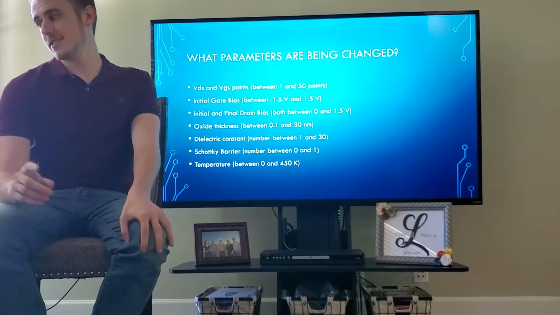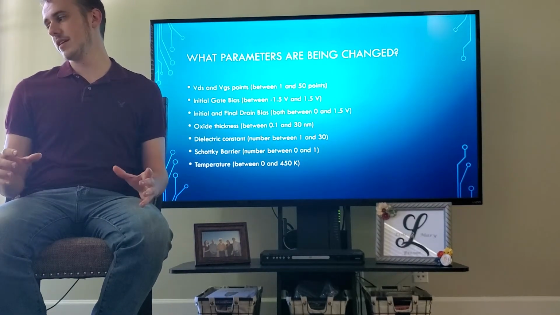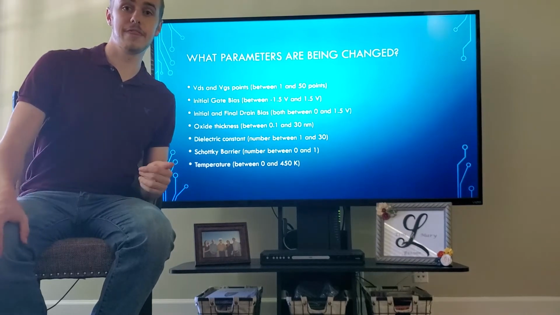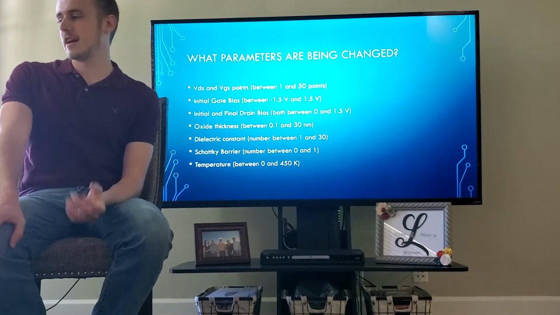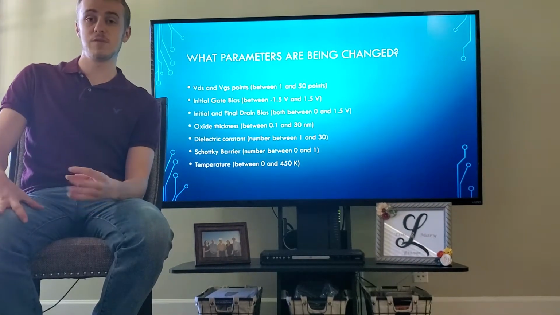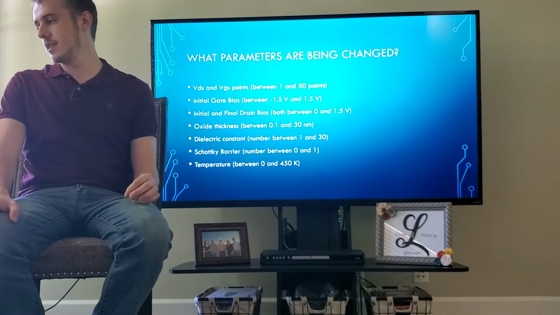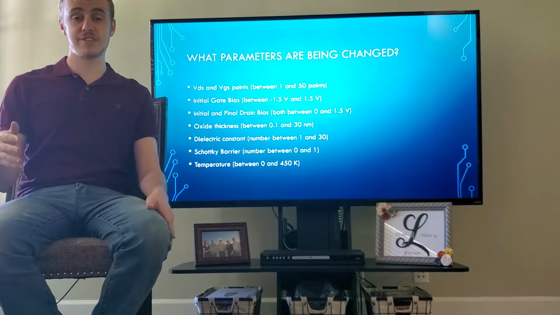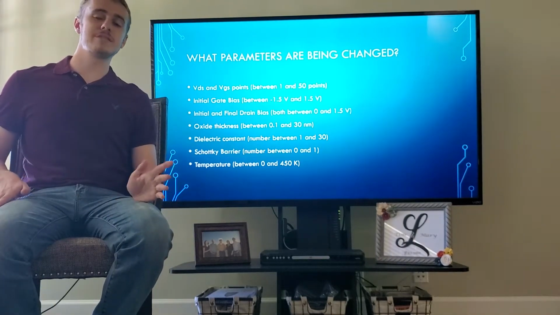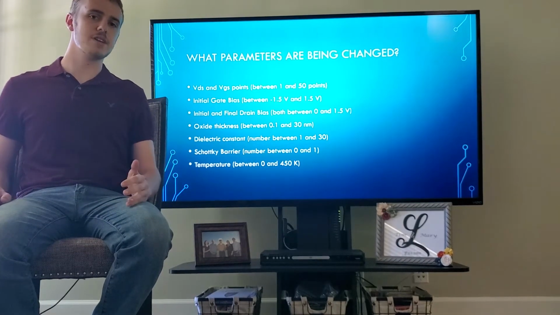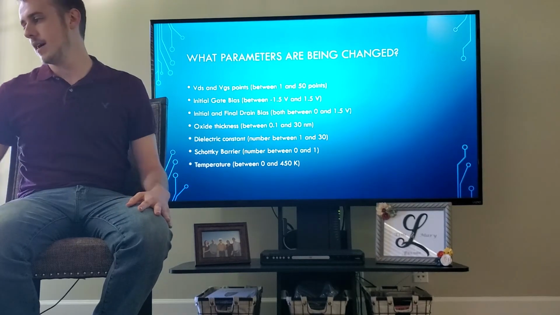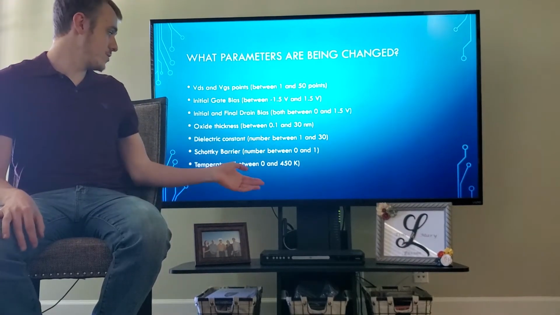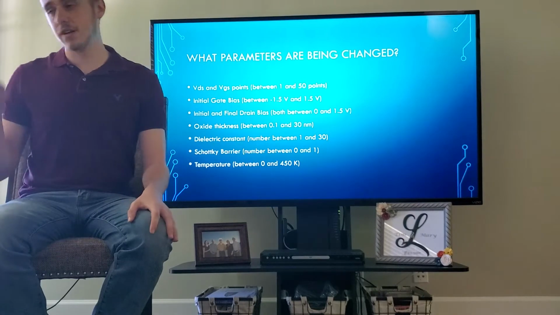The oxide thickness, which was a number between 0.1 and 30 nanometers. The dielectric constant, which was between 1 and 30. The Schottky barrier, which is important to this specific transistor, was a number between 0 and 1 because it is a fraction of the band gap. And the temperature, which went between 0 Kelvin and 450 Kelvin.